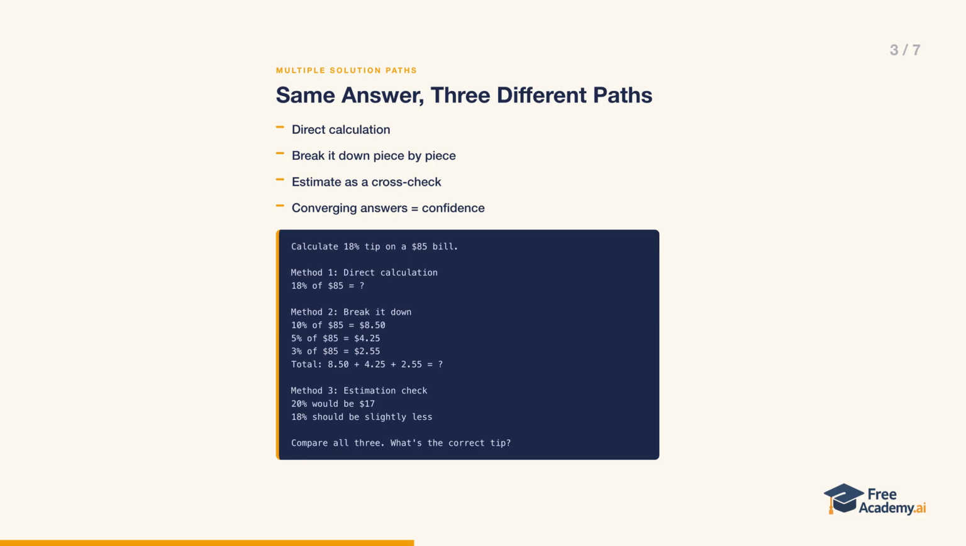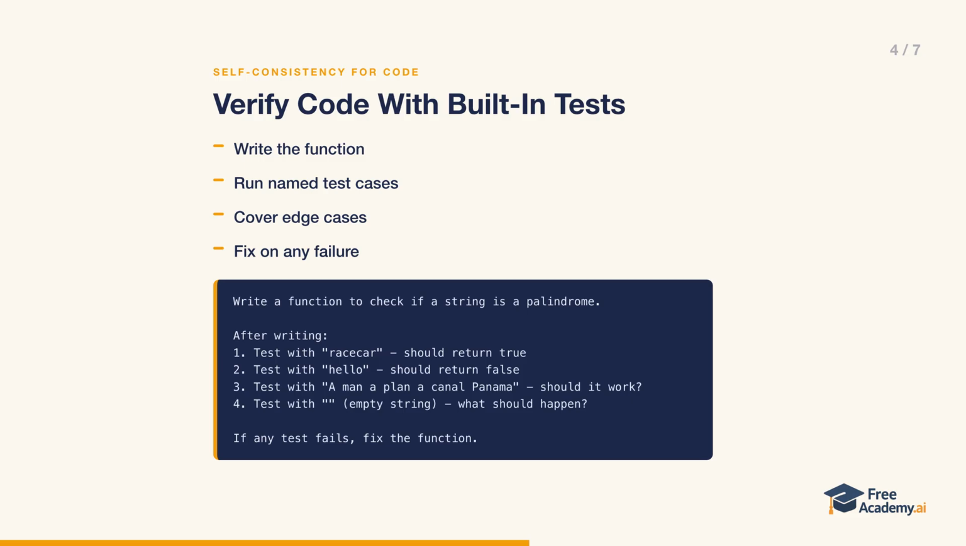When independent paths converge on the same number, your confidence goes way up. When they don't, you've just found a mistake before it cost you. This is self-consistency doing real work on an everyday calculation. This technique isn't just for math, it works great for code too.